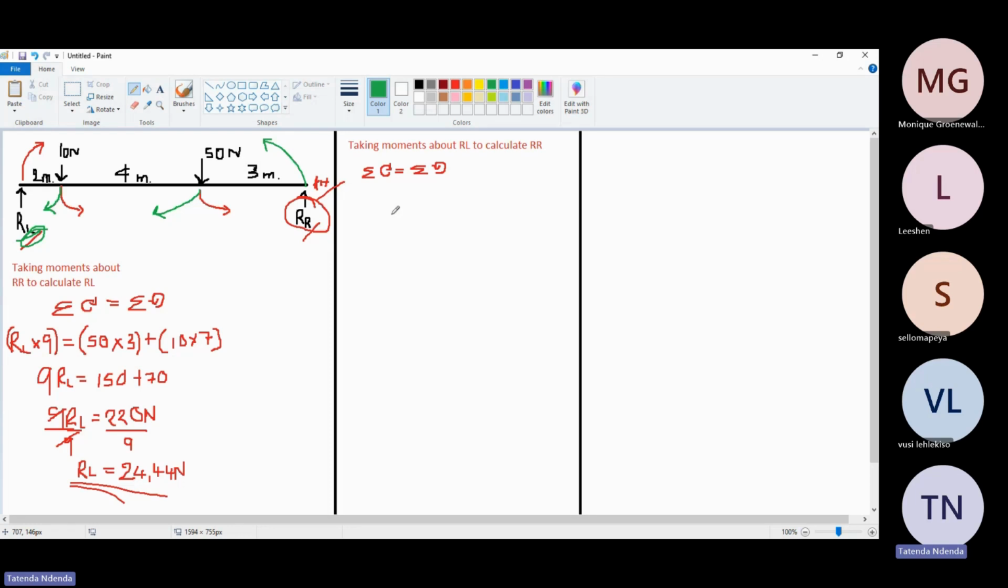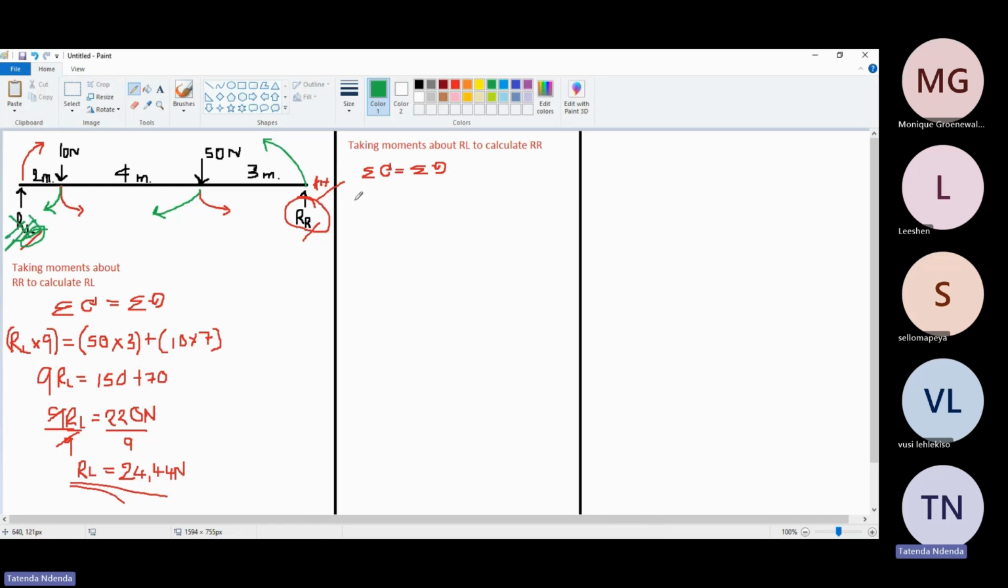May I have all the clockwise moments that you are seeing, members? It's the 24 plus 44 clockwise. No, but remember, we are saying, working from the other side. Oh, here I made a mistake. Let me see to calculate RL, right? So RL. Now this one is our fixed point, so we are no longer considering it.